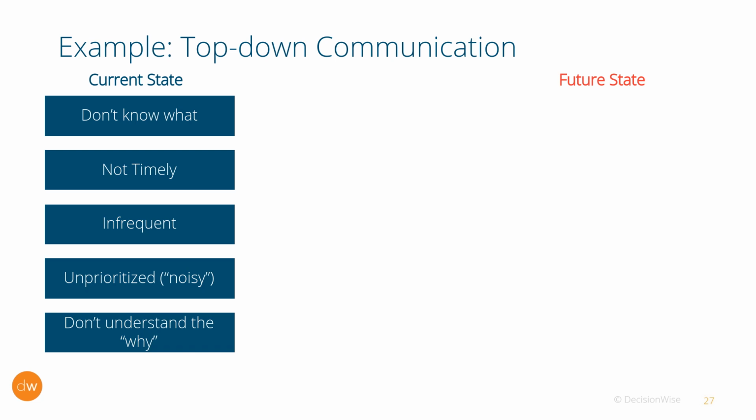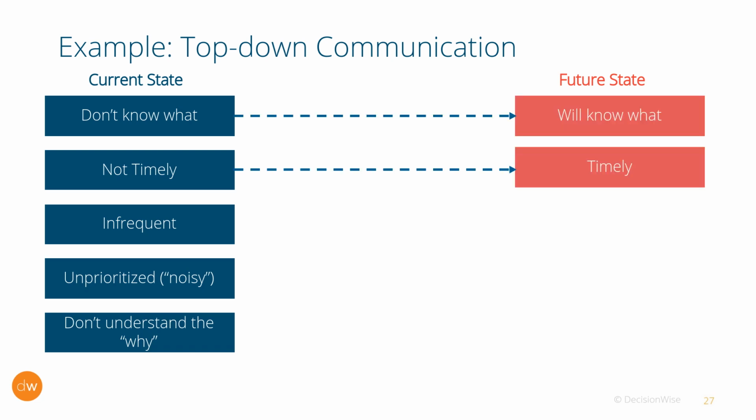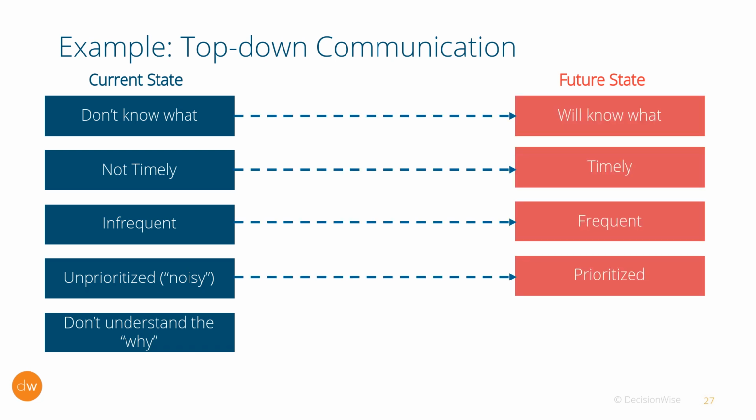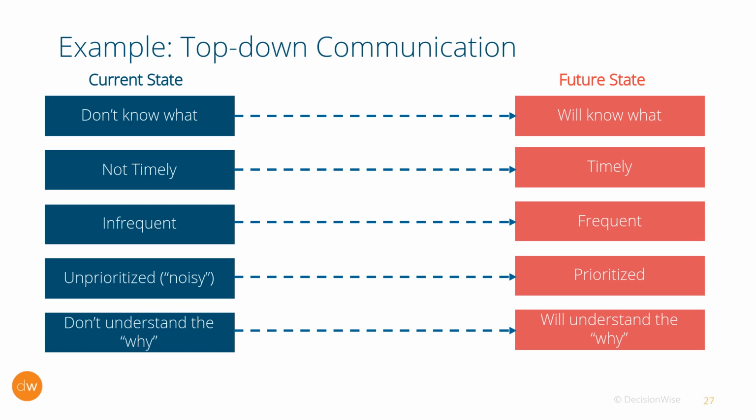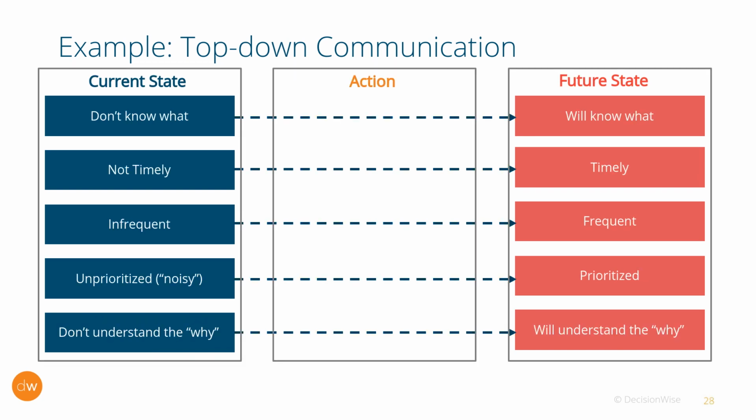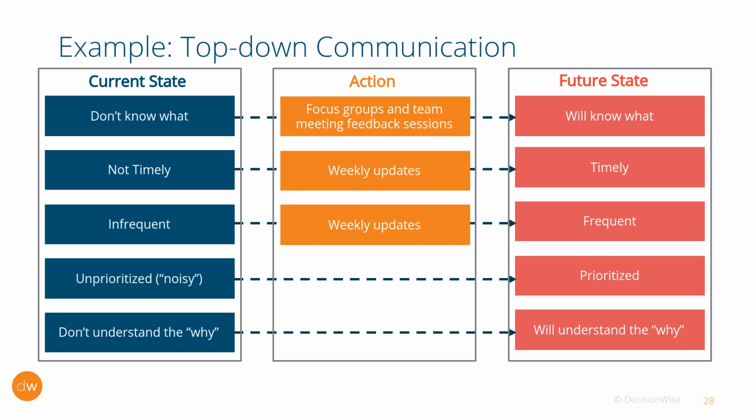Once that is described, you're almost done action planning, because it's easy to then describe the future state. So if you don't know what communication to provide in the future, we will know what type of communication to provide. If it's not timely or frequent, it will be timely and frequent in the future. And we're going to prioritize the feedback. So this almost seems like a no-brainer, but it really helps then to go back in and backfill with the action plans around each of these topics.